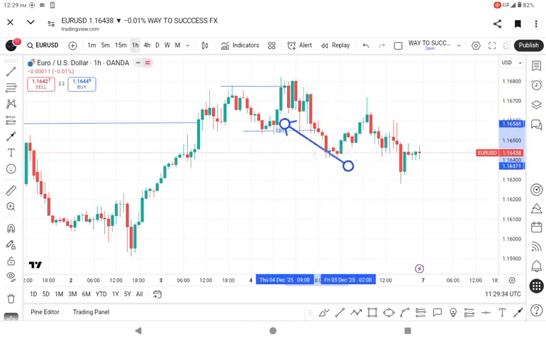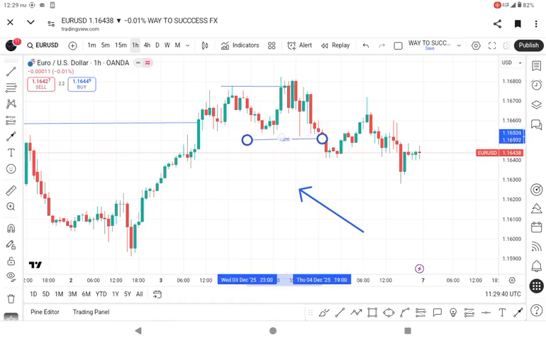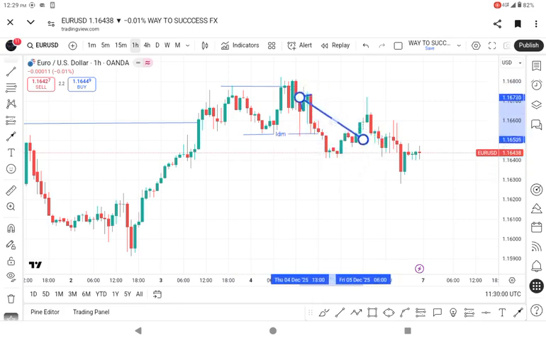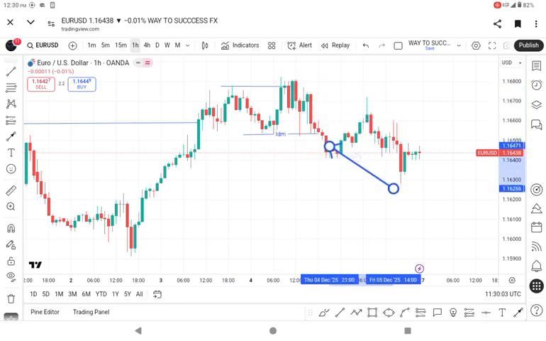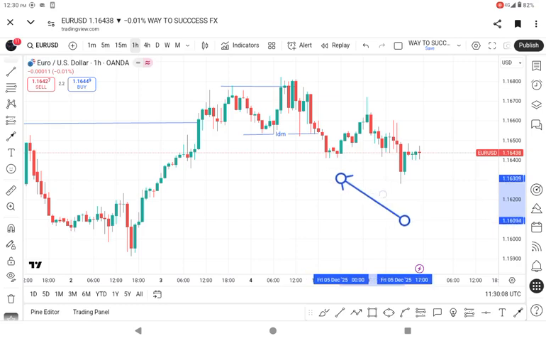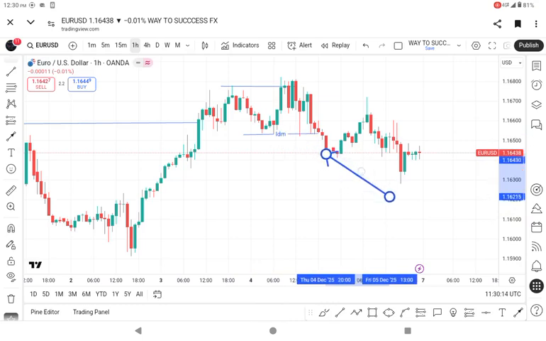Since we don't have another pullback here, this level now becomes my inducement, even though it's this low that broke this structure. But there is no other low that price can use as fuel to continue to the upside. This is now my inducement level. So price made an attempt, came back, swept this level, which now acts as inducement, made an attempt to continue to the upside, but failed. Price returned to the downside and broke below this inducement level.